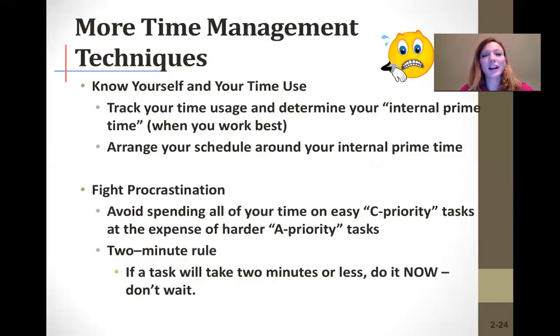So you should also fight procrastination by making a list and prioritizing. And there's what's called the 2-minute rule. And that is, if a task will take 2 minutes or less, just do it then. Don't wait, just get it done because it's not going to take that long anyway. That can help you with your procrastination. Also, getting exercise can help.